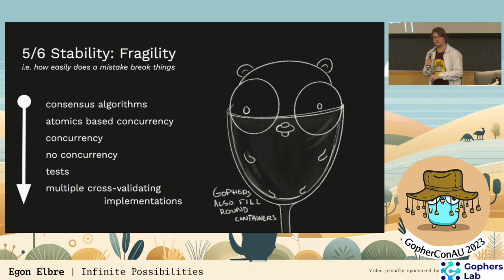Or you can look at fragility. How likely is it to break your code if you make a small mistake? Fragility in and of itself isn't maybe a problem, because many consensus algorithms are intrinsically fragile, but they do give a lot of benefits as a result.